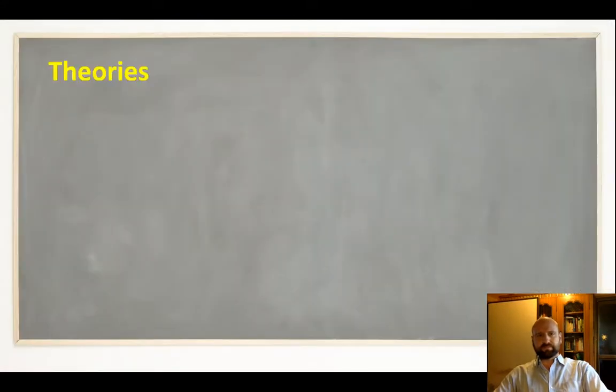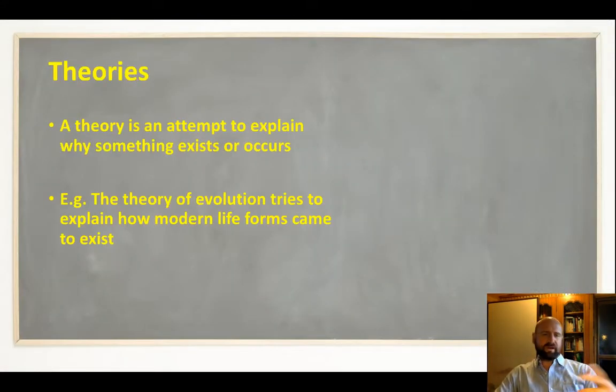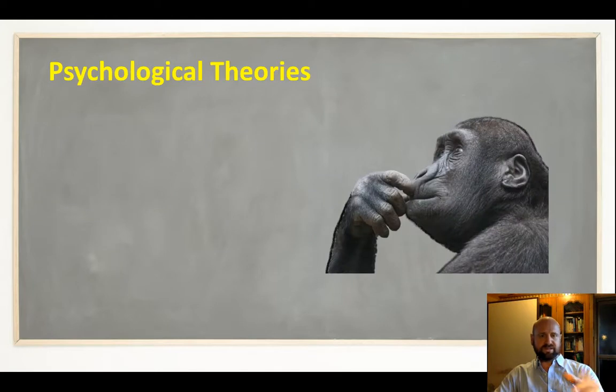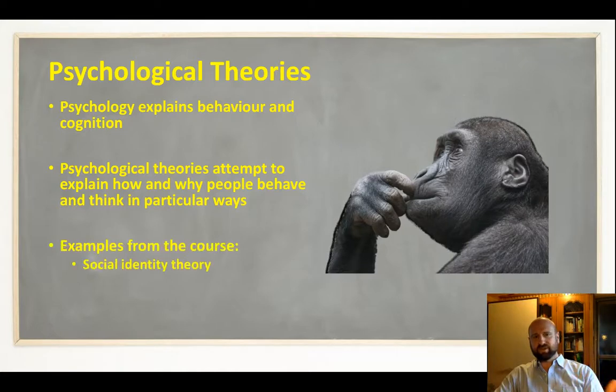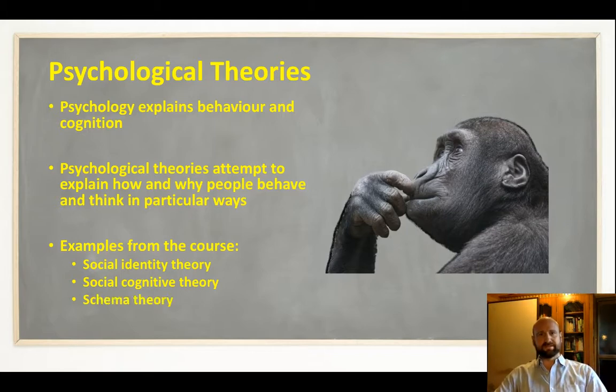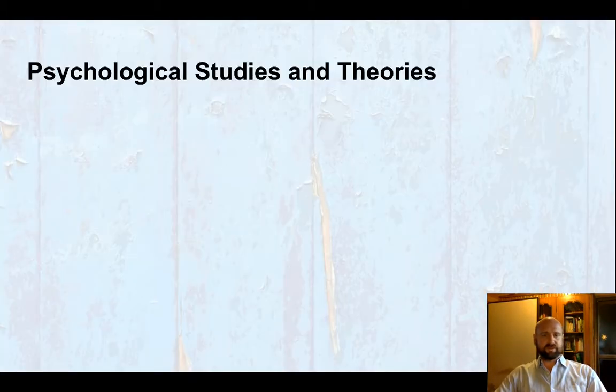So that's a basic introduction to what a theory is, and psychological theories try to explain behavior and cognition. Then we can give a couple of examples. Social identity theory tries to explain how your social identity can influence or lead to behaviors like prejudice and discrimination. Social cognitive theory: by observing other people, we can learn behavior by watching them. It's very basic. And schema theory, we can explain those.